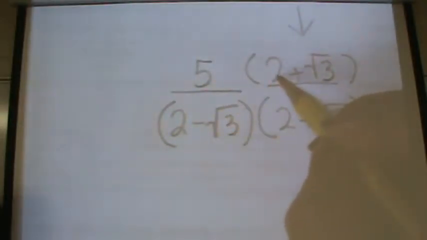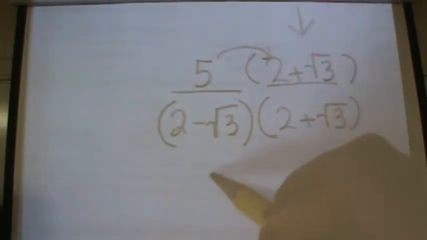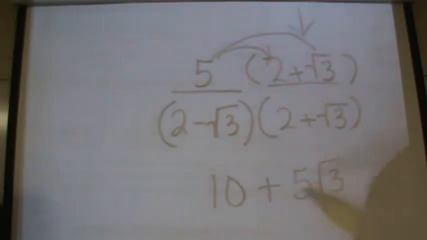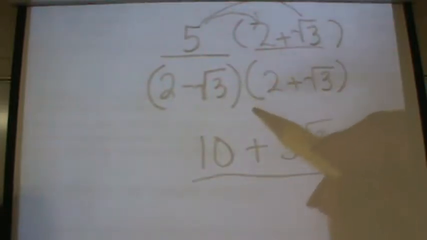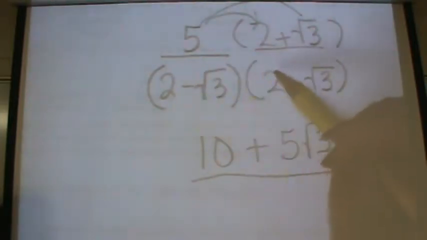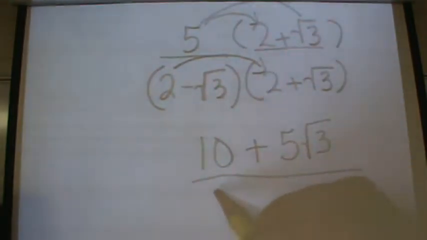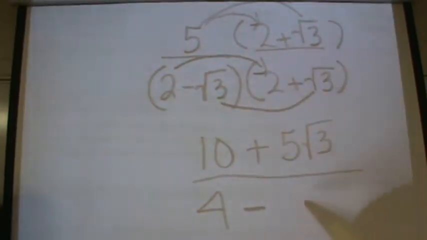So you're going to distribute 5 times 2 and 5 times root 3. What is 5 times 2? 10. And what's 5 times root 3? 5 root 3. Now the bottom, you're going to FOIL, but do we need to do the F, the O, the I, and the L? We just have to do F and L. What's 2 times 2? 4. Always a minus sign, and then do L. What's root 3 times root 3? Root 9, which is just 3.